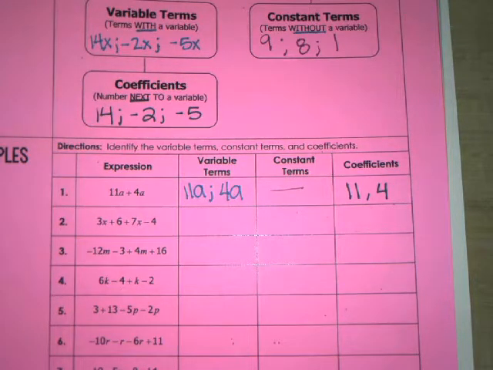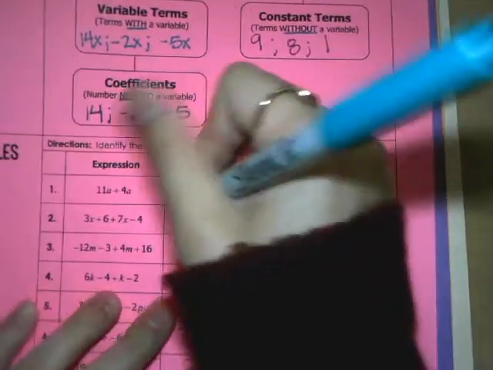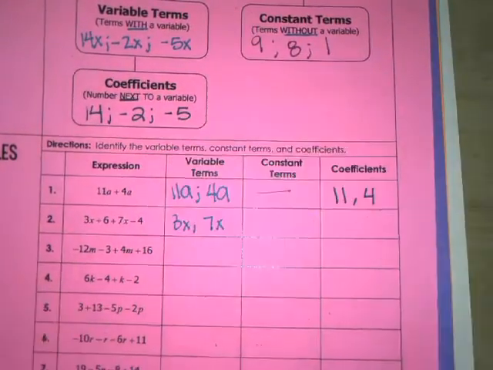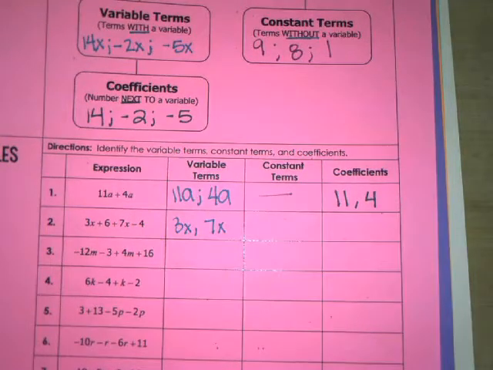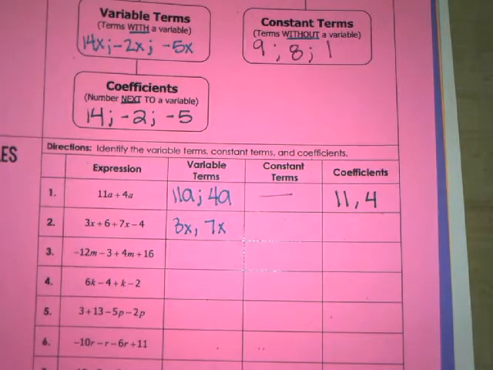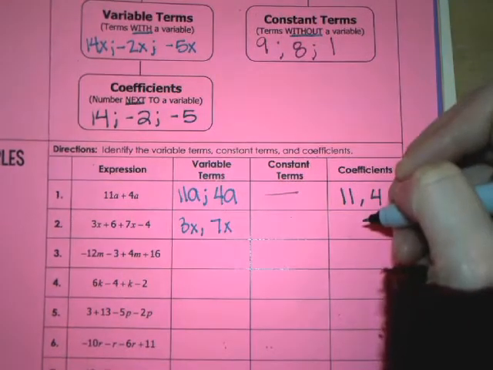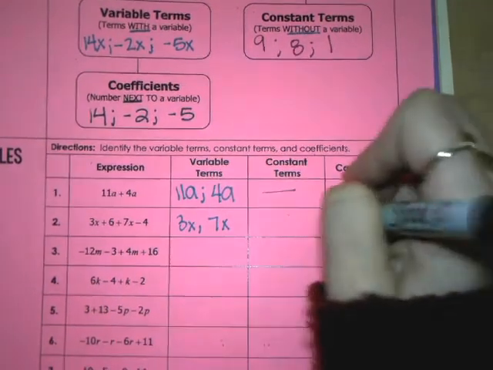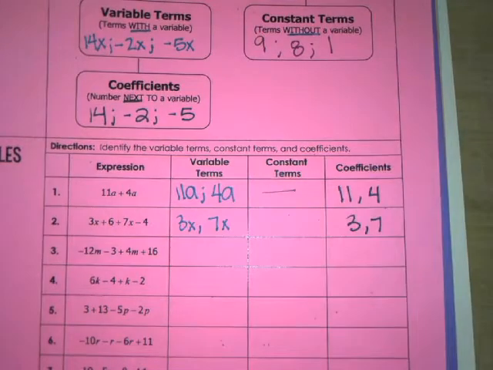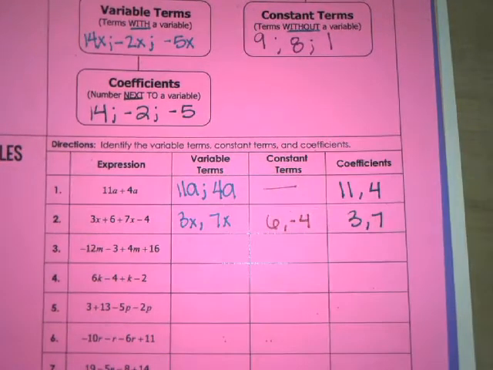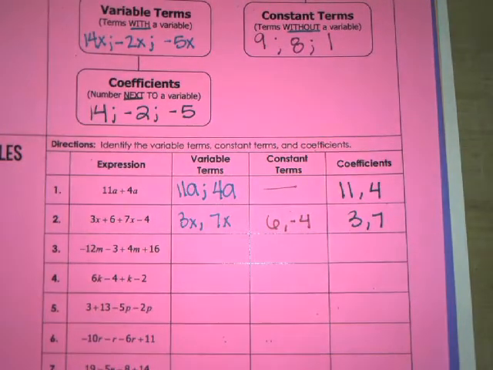All right, number 2. What's the first variable term that we see? 3x. And? 7x. So we should have 3x and 7x as variable terms. What are my coefficients? 3 and 7. And then what are my constants? 6 and negative 4. Don't forget that that 4 is a minus 4. You need to keep it a negative 4.